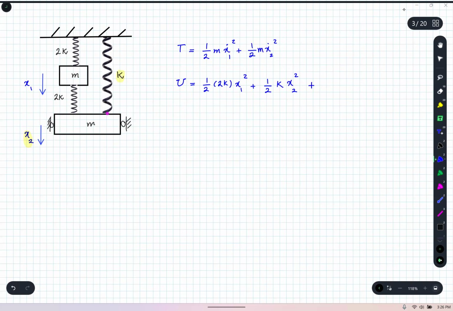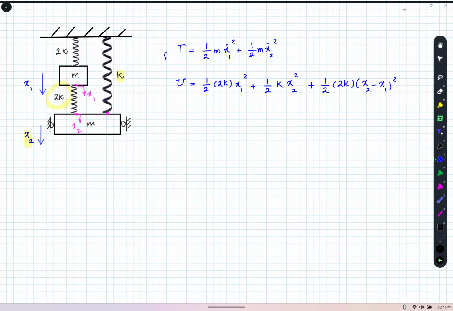We need to just be careful about the spring here, which moves by x1 from that side, and it moves by x2 from that side. So the potential energy is half of the stiffness times the difference between these two, x2 minus x1 squared. If I got the T and U correct, the rest is again algebra.